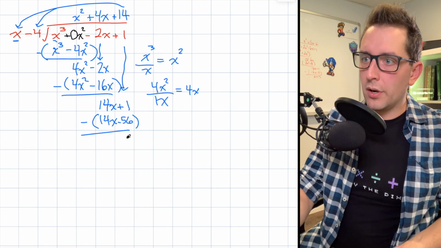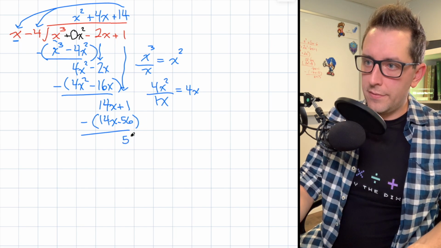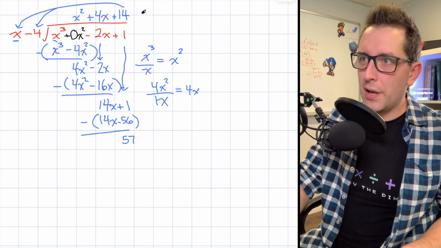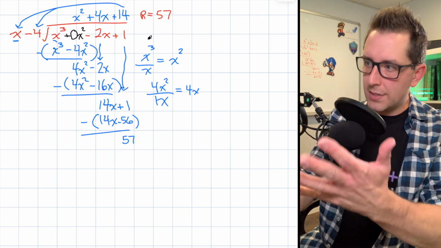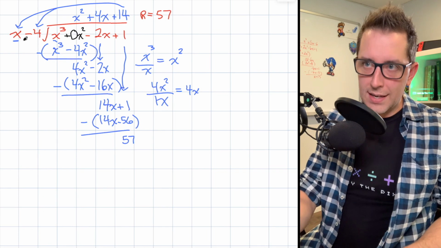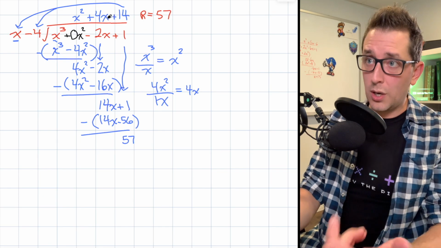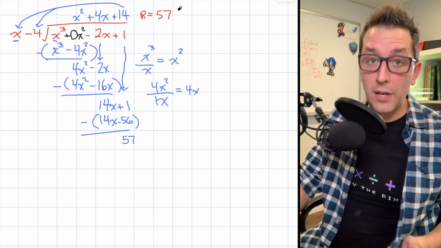And we're going to end up here with a remainder of 57. And I'm not going to go over how to write the remainder all fancy here. I'm just going to say I've got a remainder of 57. All right, so when I take that dividend, divide by the divisor of x minus 4, I end up with a quotient of x squared plus 4x plus 14 with a remainder of 57.